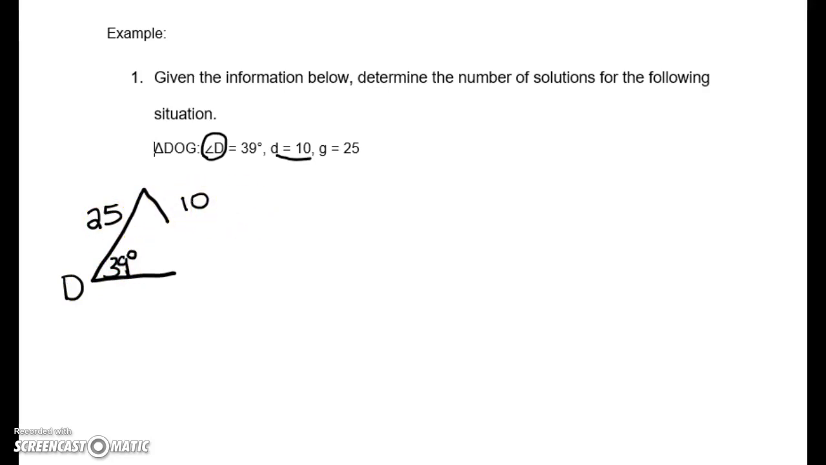So now that we've drawn our ambiguous triangle, what we need to do is determine the height of that triangle. So you always start with the top of your triangle, and you're going to draw a dashed line going down, and that'll represent your height there, and label it with an H.